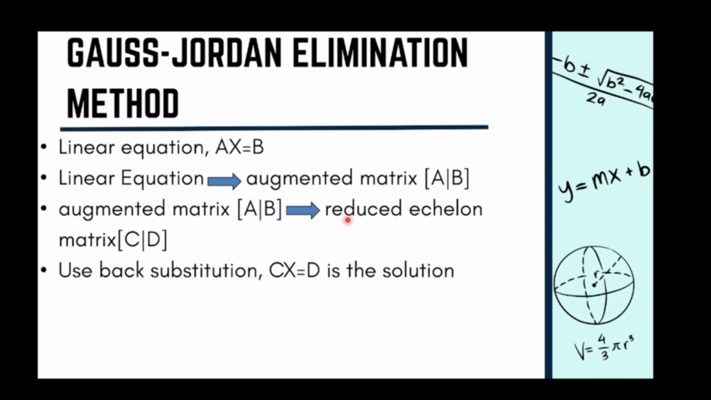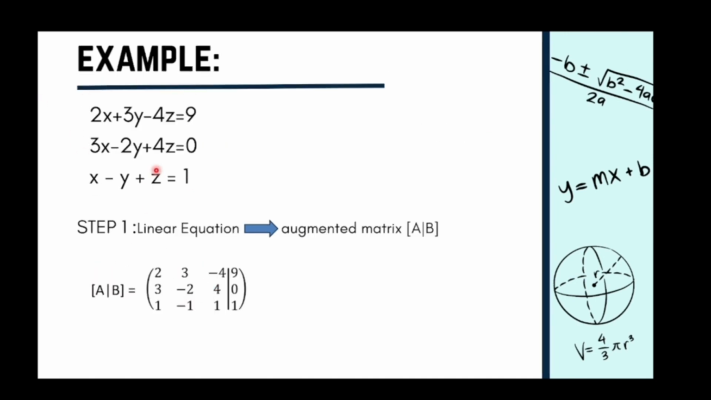The difference between Gauss-Jordan elimination and Gauss elimination is that Gauss-Jordan needs the reduced echelon matrix, while Gauss elimination just needs the echelon matrix. After that, we use the same back substitution and we can get the answer. So this is a sample question.